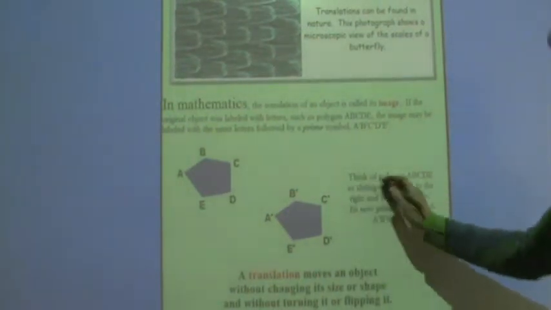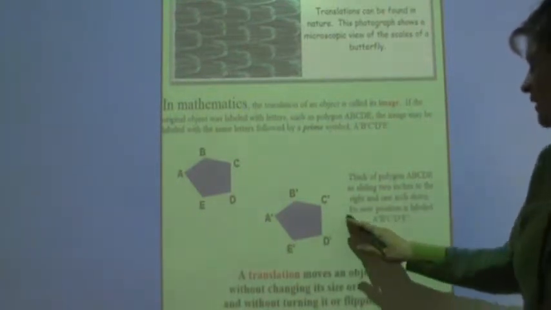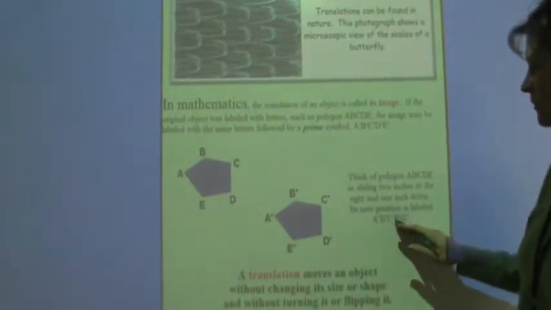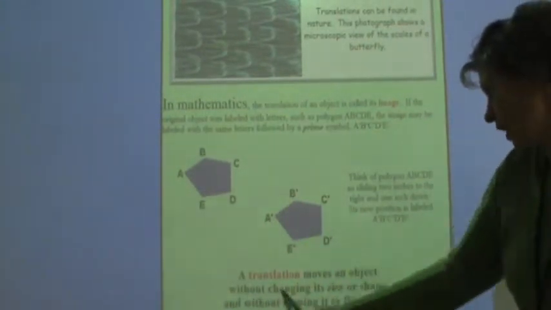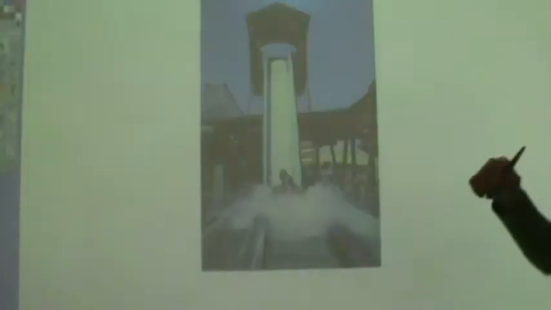Okay, so for example, it says think of polygon ABCD sliding 2 inches to the right and 1 inch down. In this new position, it's labeled A prime, B prime, C prime, D prime, E prime. And a translation moves an object without changing its size or shape and without turning it or flipping it. Okay, so we got that one.